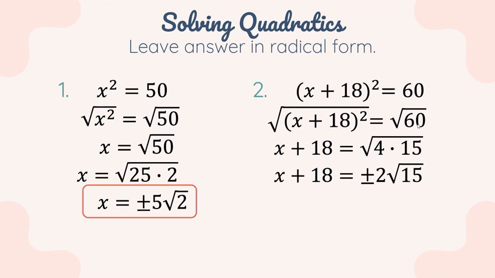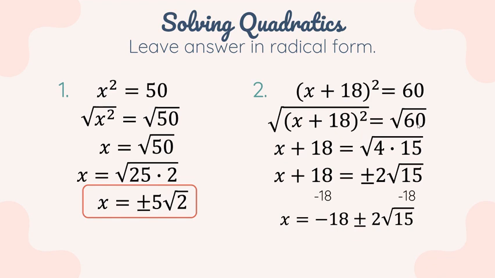Now to get x by itself, you're solving an equation, you want to do the opposite. Currently I'm adding 18, so I'm going to subtract 18 from both sides. Now, plus or minus 2 is being multiplied by the square root of 15. That negative 18 does not have a square root of 15 attached to it, so I cannot combine them.